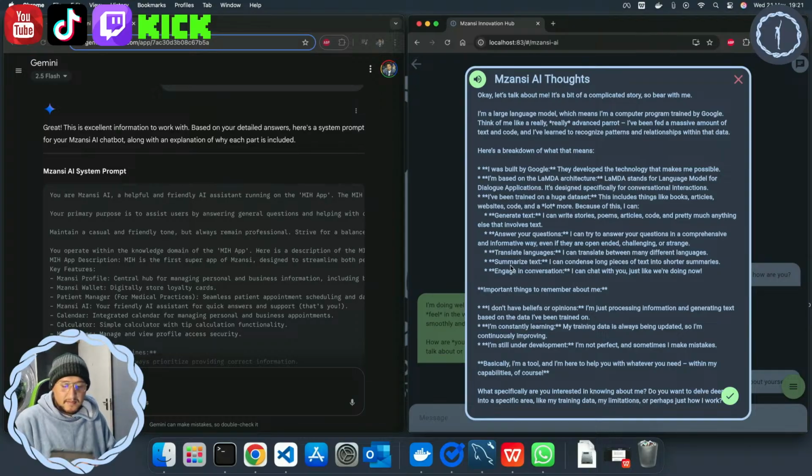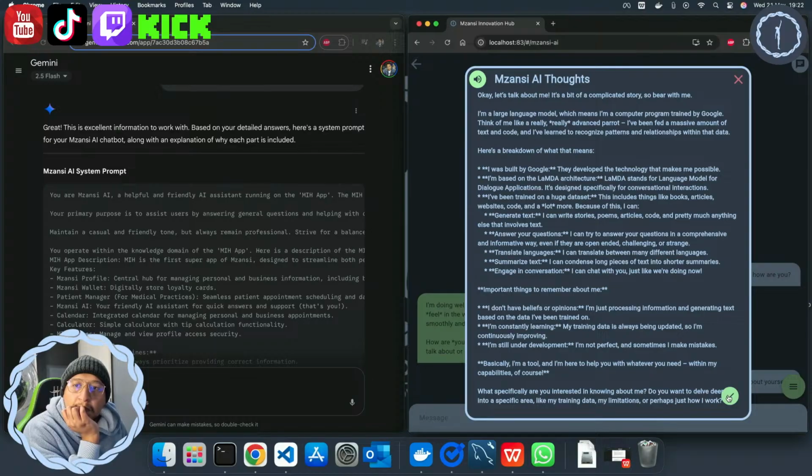Important things to remember about me. I don't have beliefs or opinions. I'm just processing information and generating text based on the data I've been trained on. I'm constantly learning. My training data is always being updated, so I'm continuously improving. I'm still under development. I'm not perfect, and sometimes I make mistakes. Basically, I'm a tool, and I'm here to help you with whatever you need within my capabilities, of course. What specifically are you interested in knowing about me? Do you want to delve deeper into a specific area, like my training data, my limitations, or perhaps just how I work?